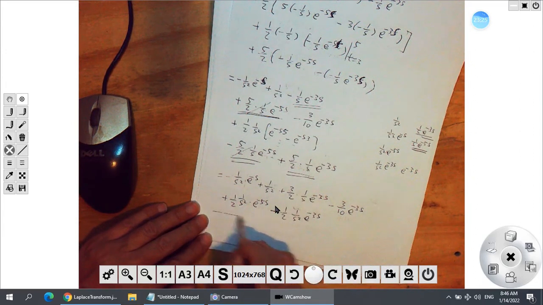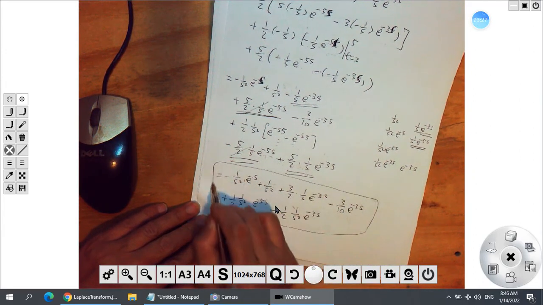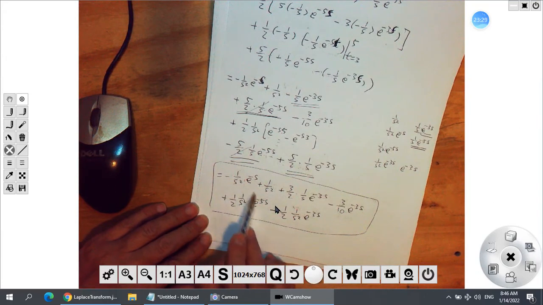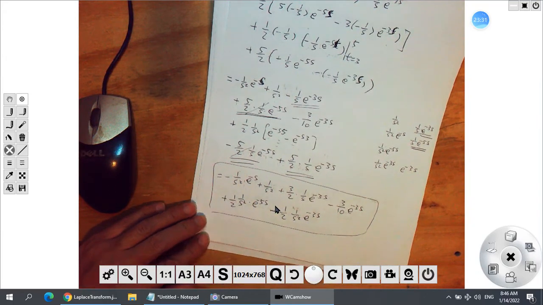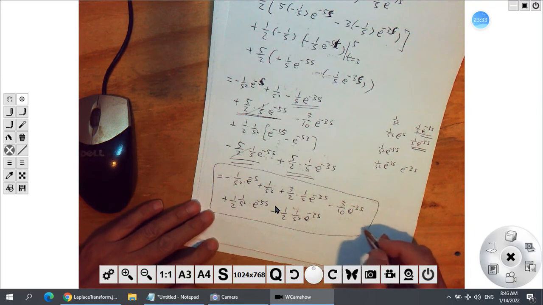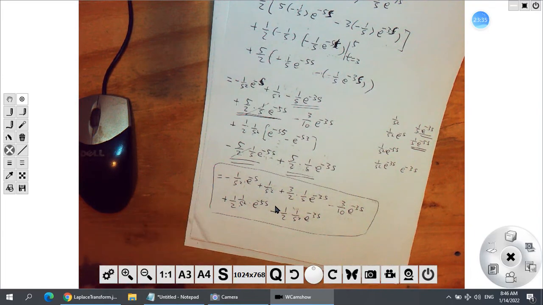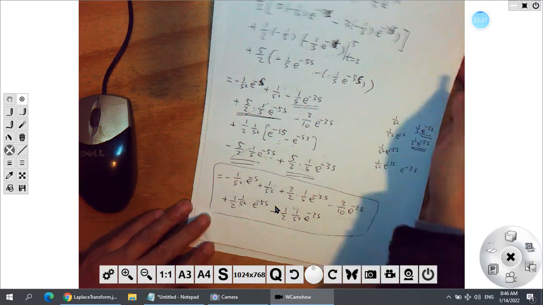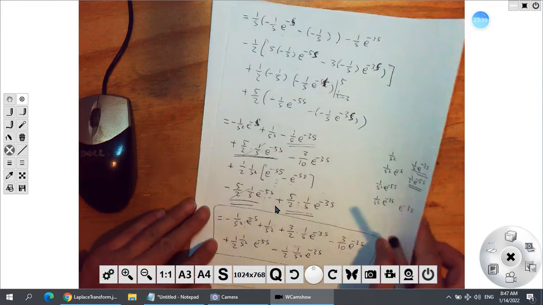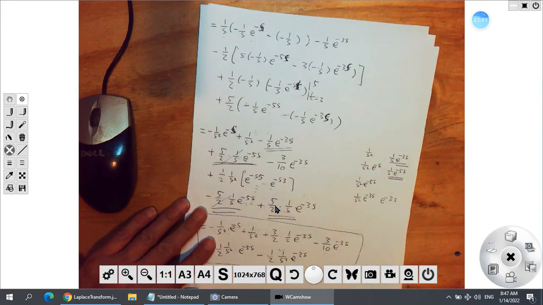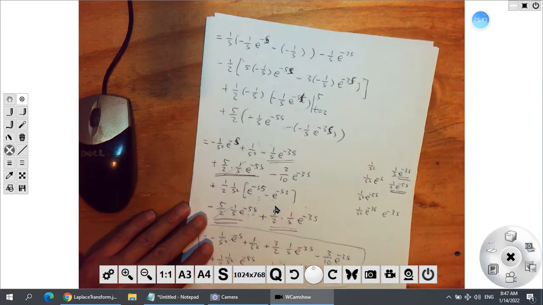So the final answer should be this one. Every term is different, right? Can I merge them? No. Okay, so this is the final answer. You see? A lot of calculation, right? A lot of calculation, but it works. You just start from the definition, and you can find this Laplace transform.